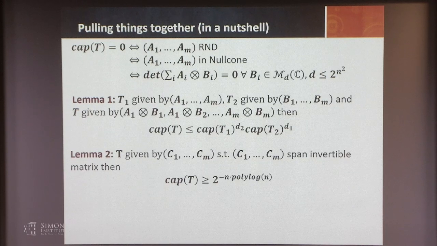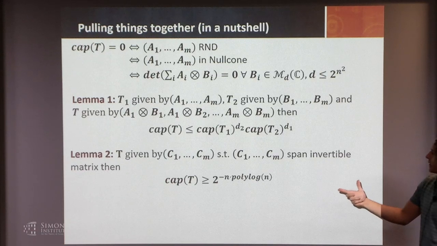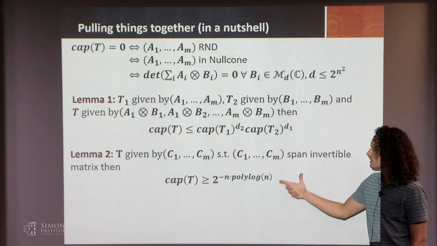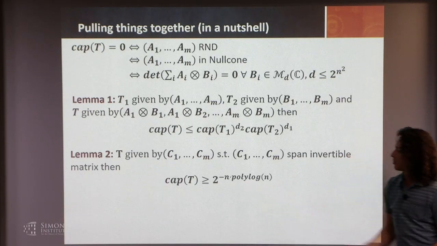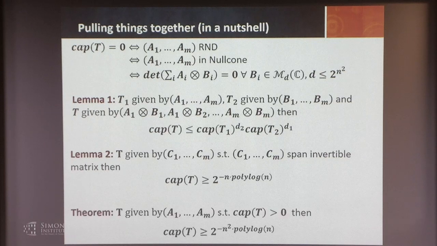And lemma 2, which is what we proved, says that if I have an operator whose matrices span an invertible matrix, then the capacity is lower bounded by 2 to the minus n polylog n. So this gives you a theorem: if T is given by a tuple of matrices which is rank non-decreasing, so the capacity is bigger than 0, then it must be bigger than this quantity. So we get our effective bound, and with this we get a polynomial time algorithm for operator scaling.